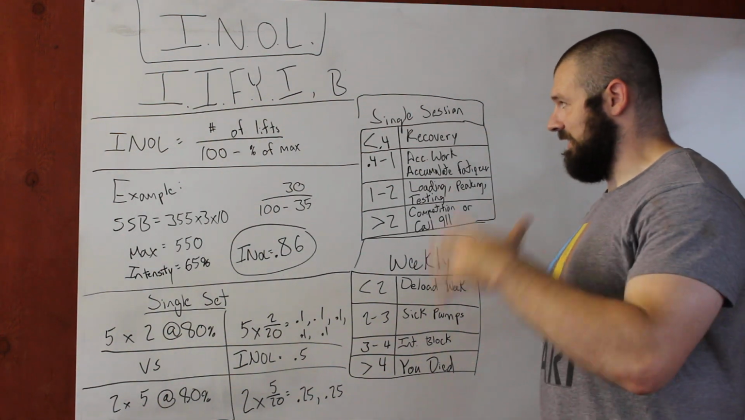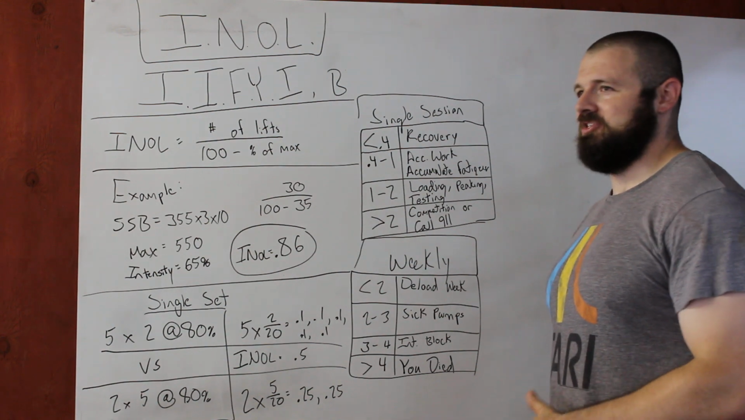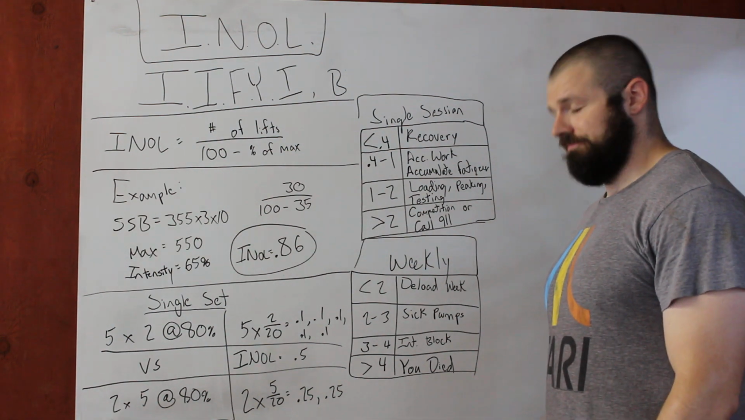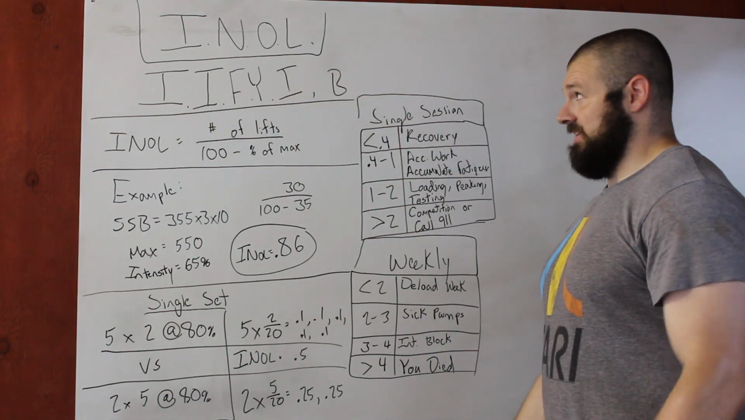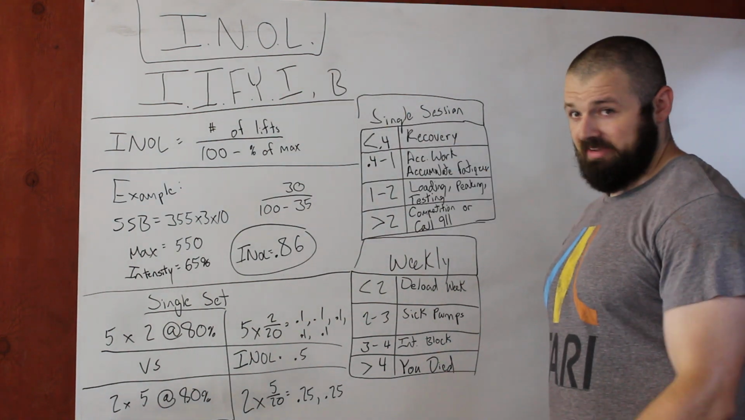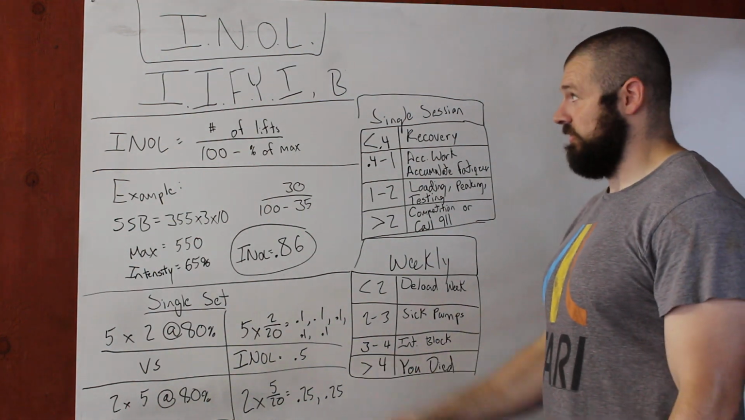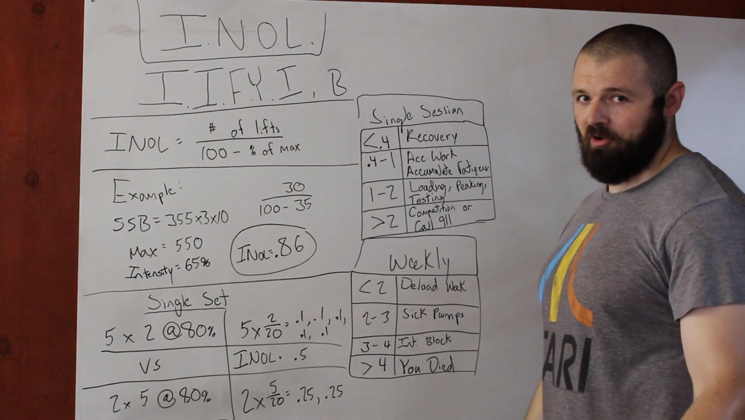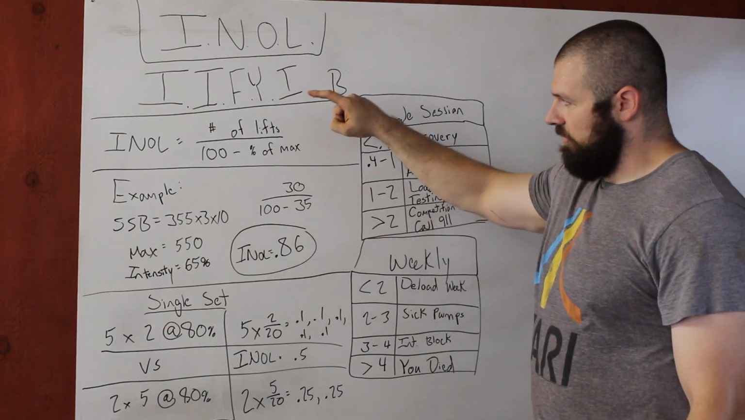And after I get done, I know there's a lot up here, it's a lot of information, but hopefully this will make some sense. So what I'm going to talk about is an I-NOL equation. It's an intensity at a given number of lifts. So this whole program, I'm an asshole, so I call it "If It Fits Your Intensity, Bro." So the equation itself is just the number of lifts that you've done.